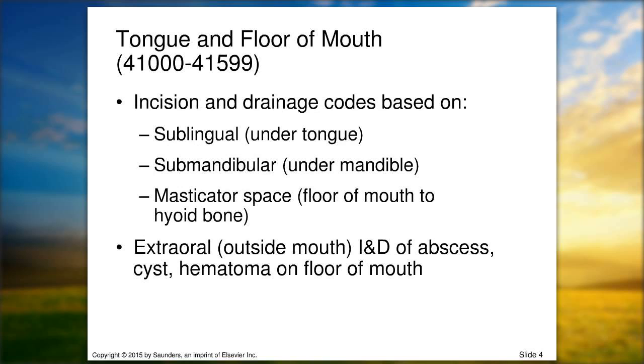Turn over to page 654, the tongue and floor of the mouth. You will notice that incision and drainages are based on the location of the abscess, cyst, or hematoma. What you also notice under the categories here, as we've seen throughout the book, are excision, repair, and other procedures.